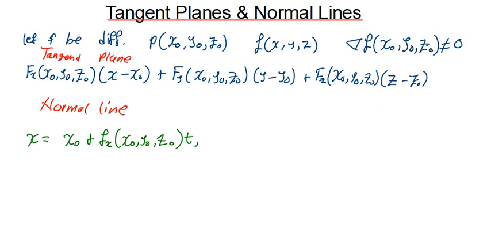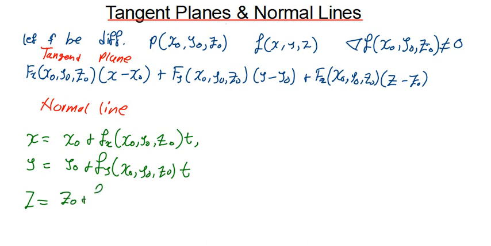We have done a lot of vector questions. What about our y? Our y is going to be equal to our y initial, plus the partial derivative of that function with respect to y at that same point, multiplied by t. What about our z? It's going to be equal to our z initial plus our partial derivative of that function with respect to z at that same point, multiplied by t there.